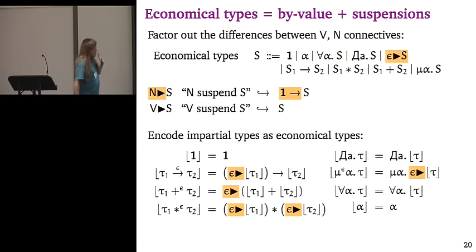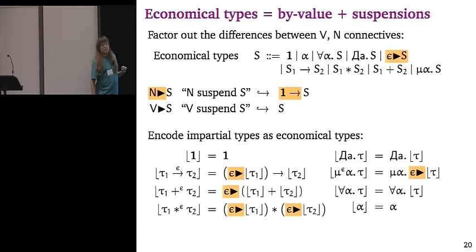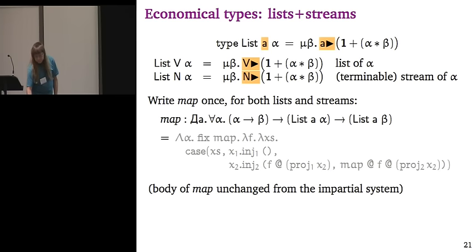And now you encode all of the impartial type connectives as economical types. I just want to talk about one of these, which is the arrow. If epsilon is n, then you're adding a thunk around the argument. And if epsilon is v, you get tau 1 or tau 2. These particular choices are justified in the paper. Some of them have more degrees of freedom than others. And now again, you can write map once for both lists and streams. And in fact, the body is exactly the same as in the impartial system.